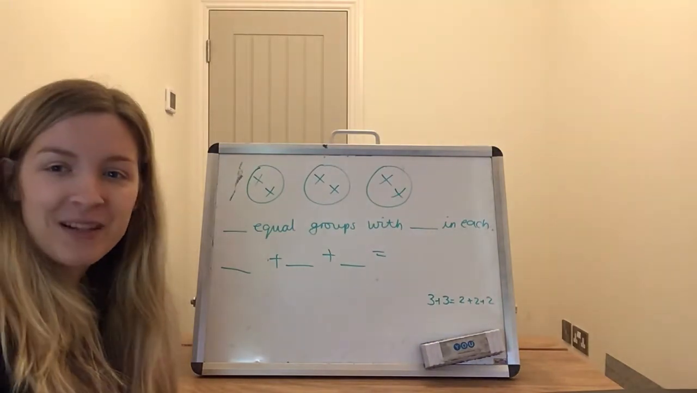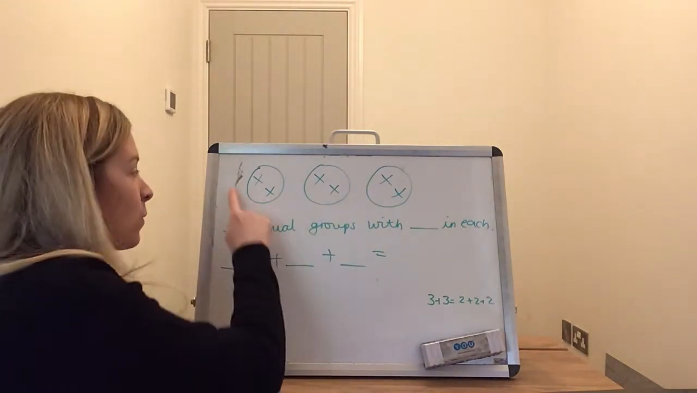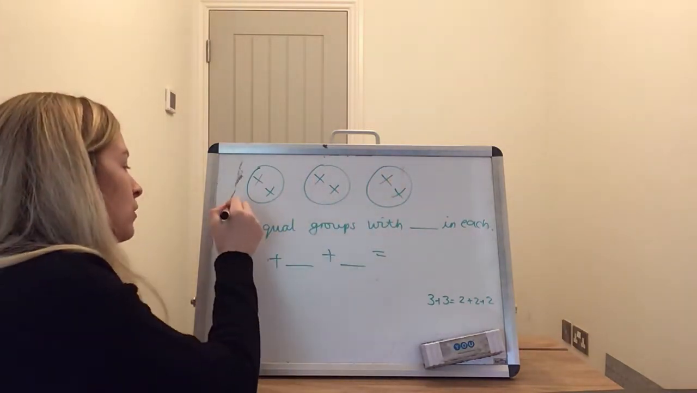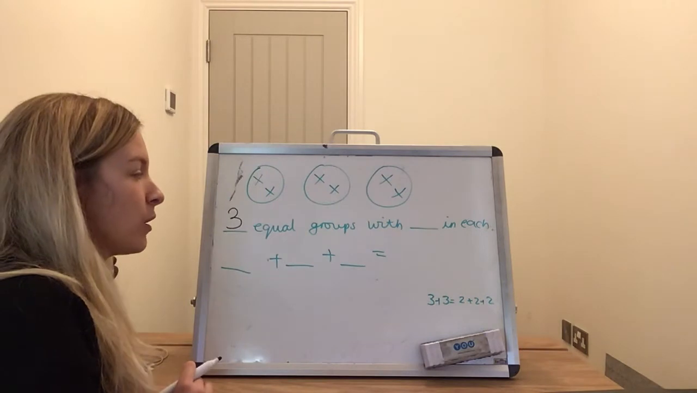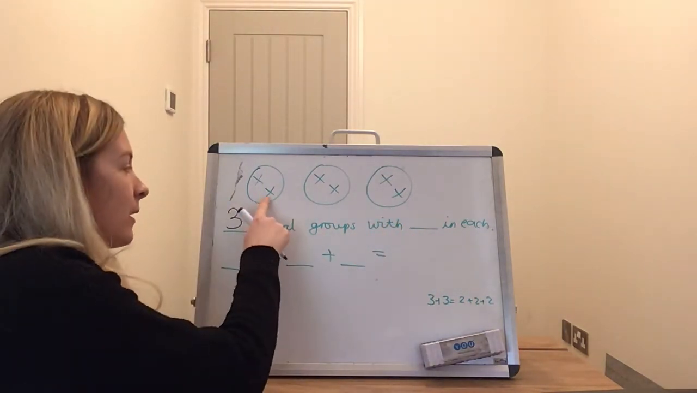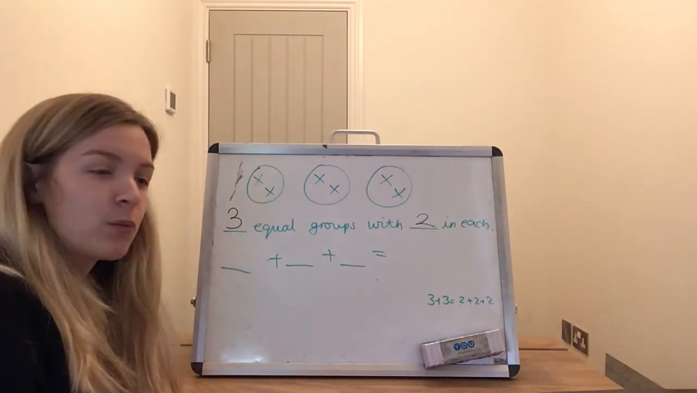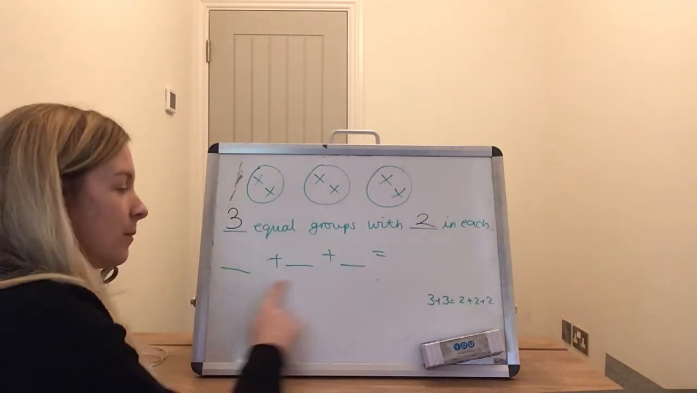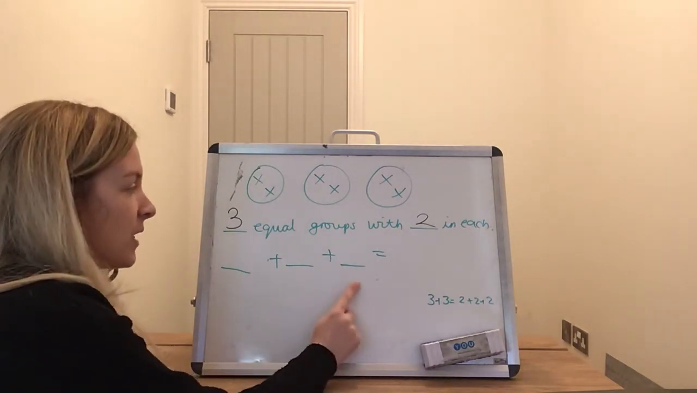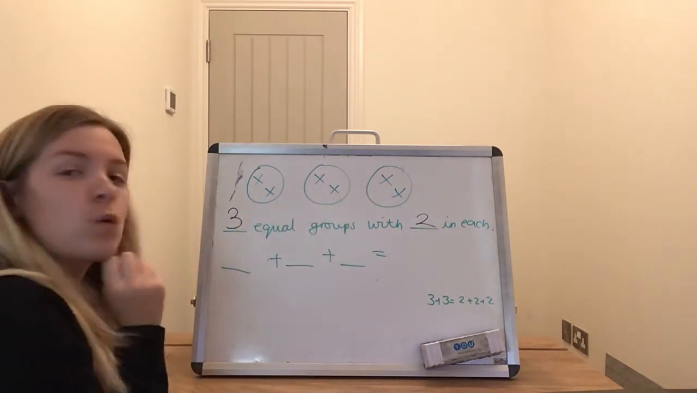Okay, are we ready? How many equal groups? Let's see, there's one group, two groups, three groups, three equal groups with how many in each one? Let's see, one, two, two in each group. Now it comes to writing out a mathematical sentence for these. So we're gonna add together all the crosses.